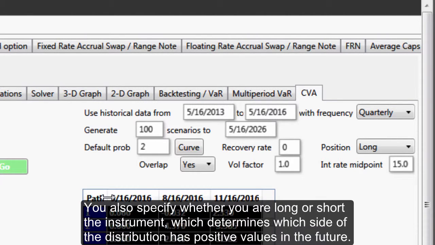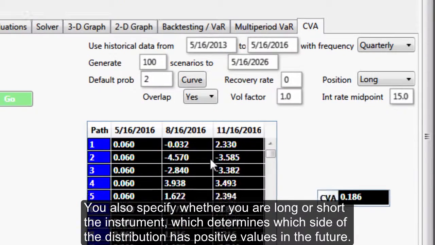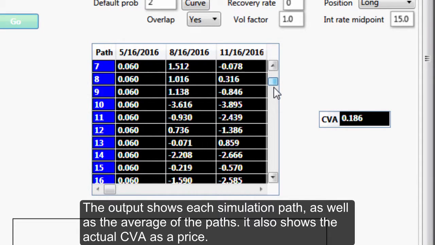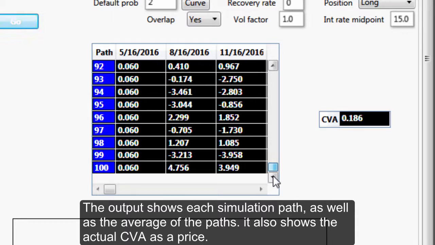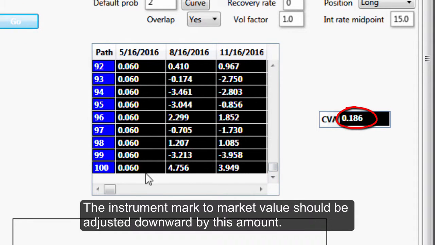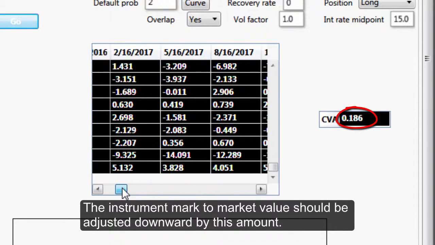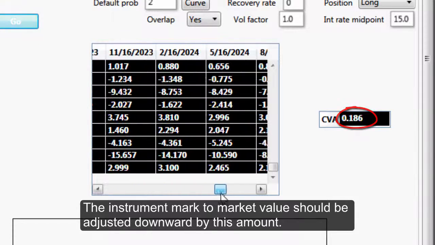You also specify whether you are long or short the instrument, which determines which side of the distribution has positive values in the future. The output shows each simulation path as well as the average of the paths. It also shows the actual CVA as a price. The instrument mark-to-market value should be adjusted downward by this amount.